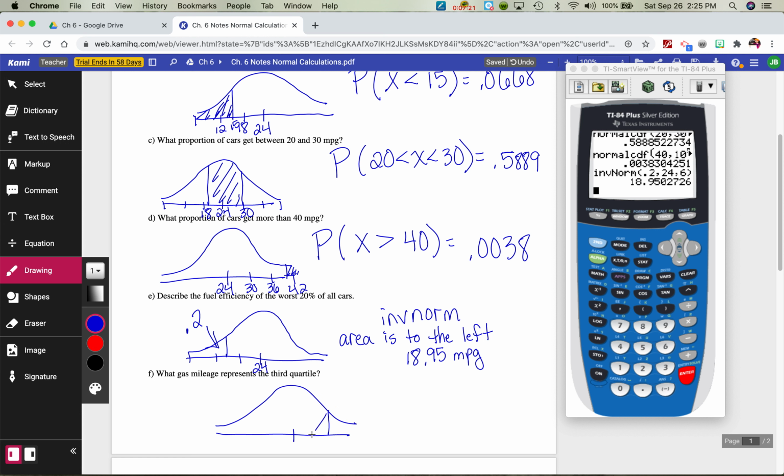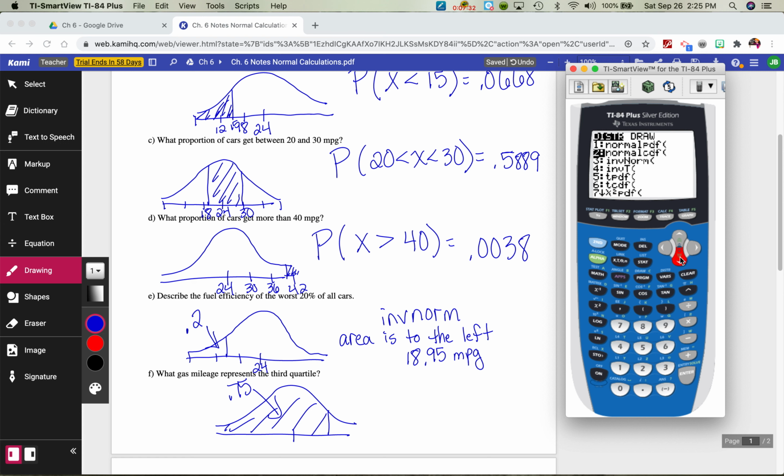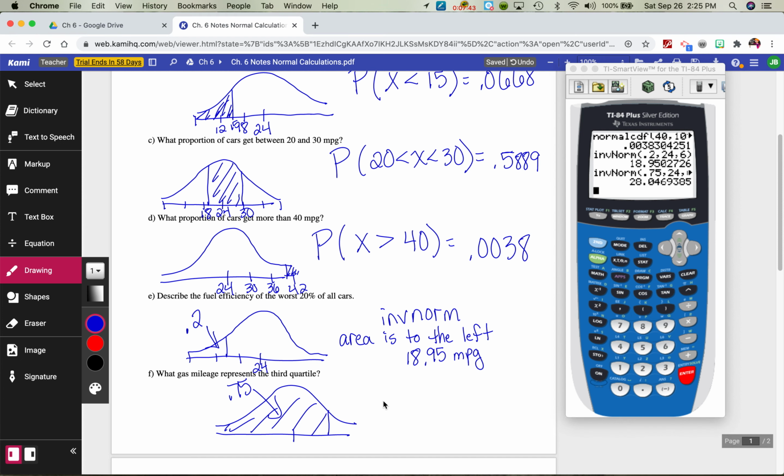One more, if I wanted to use my calculator to find this third quartile, which is the 75th percentile, so I'm looking for 0.75. Remember, this is when we looked in the body of the table and we found the z-score and we used the formula. Now I go over here, I do inverse norm, I put in 0.75, my mean and standard deviation are already there, and I get 28.05 miles per gallon.